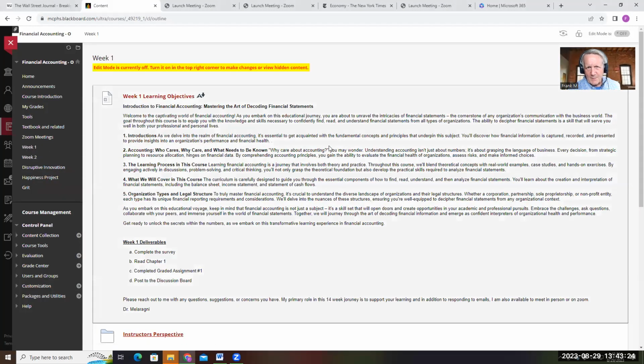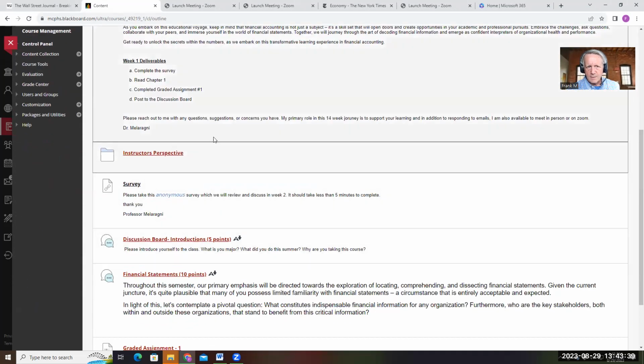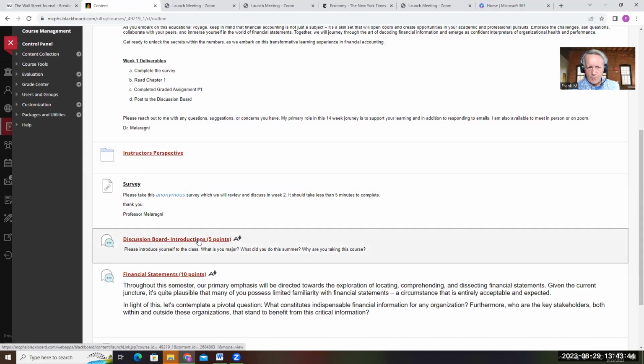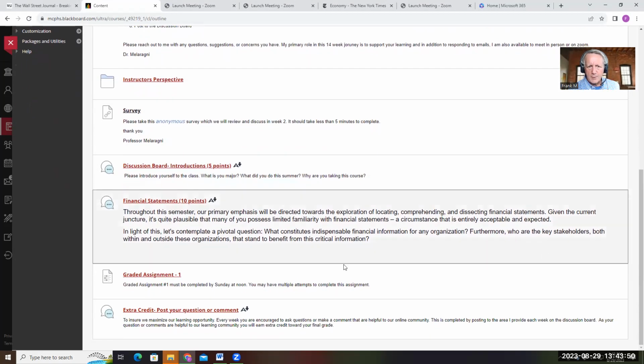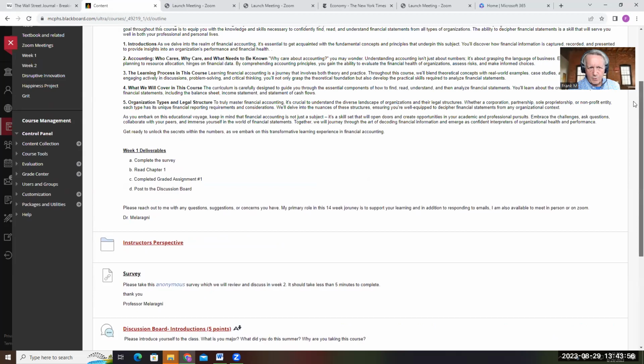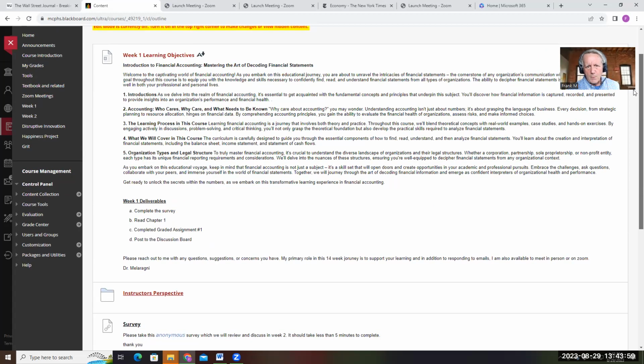Every week, I try to set things up in a consistent manner. Not always exactly the same, but every week you should find the learning objectives for the week, what the student deliverables are, and then my perspective on the topic of the week. There'll be a discussion board, or two in the case of week one, but most weeks there'll be one discussion board, and there'll be a graded assignment each week. That's the basic approach, week in and week out. And we'll go through various topics. Now I'm going to open up the syllabus and show you what we're going to cover this week.